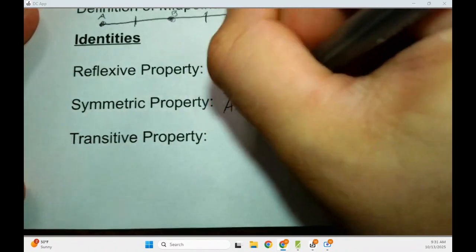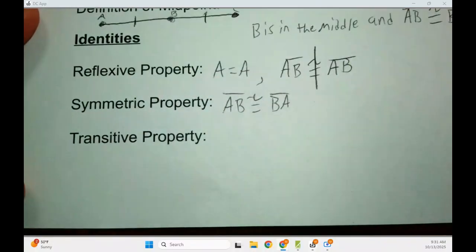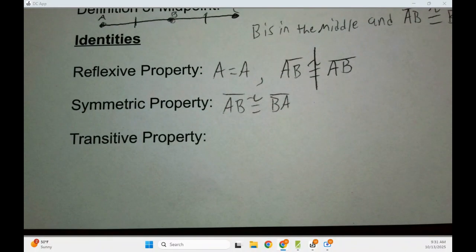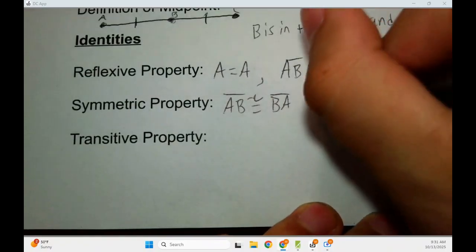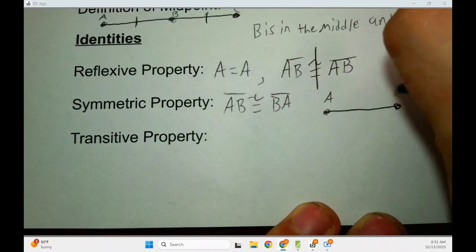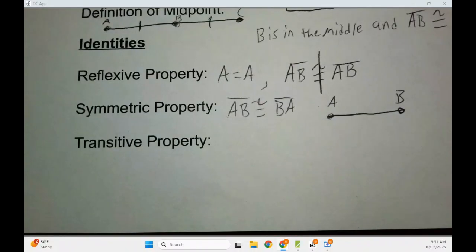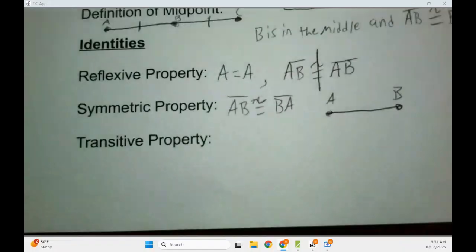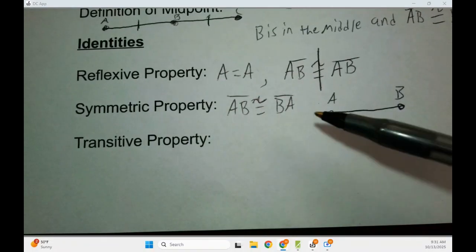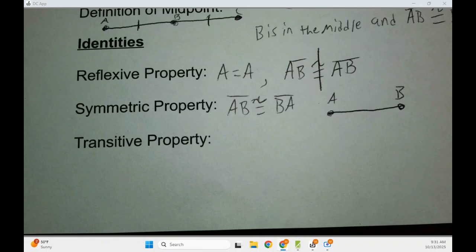AB is congruent to BA. It's the same thing, right? I'm talking about line segment A to B. It's the same thing. The only difference between the symmetric here is I took my letters and I inverted them, as in like I swapped the order of them. It's symmetric. It's like butterfly wings. It's the same pattern, just backwards. What questions do you guys have about the symmetric property?